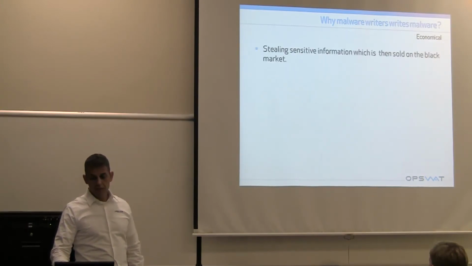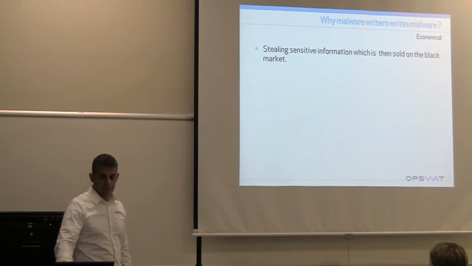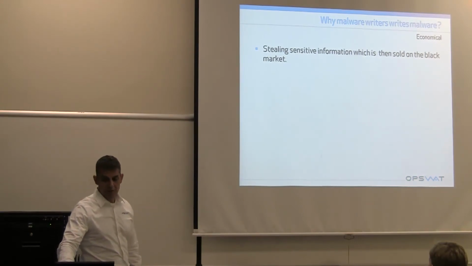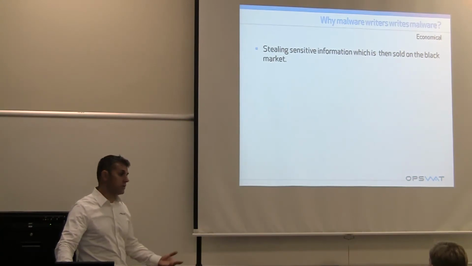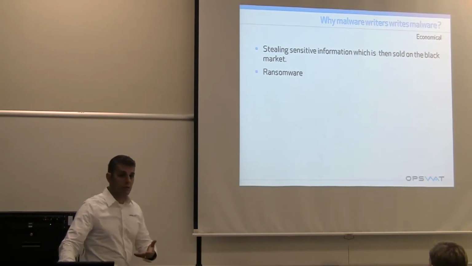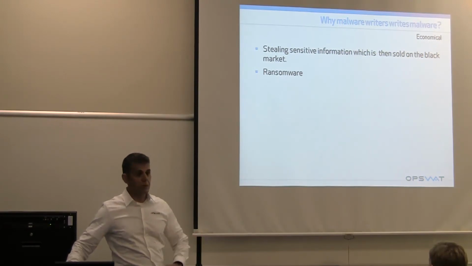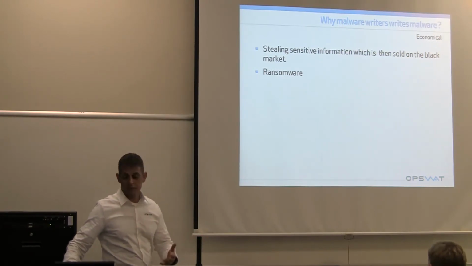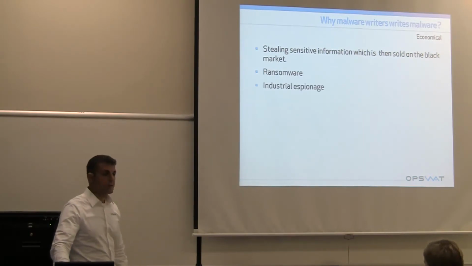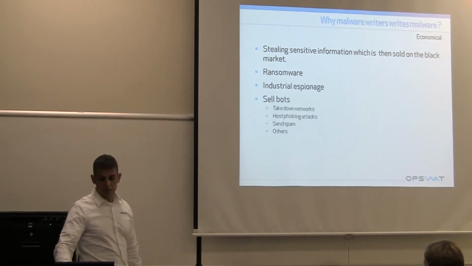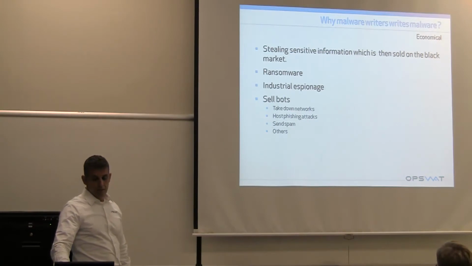So let's go over the economical reasons. Stealing sensitive information, which is afterwards sold on the black market. So you got some credit card numbers, you can go to a site and sell those. Ransomware, we already defined what ransomware is. We lock somebody's machine, and then through PayPal you can unlock it. Obviously PayPal cooperates with law enforcement over such theft. And then there's industrial espionage, and then selling bots.